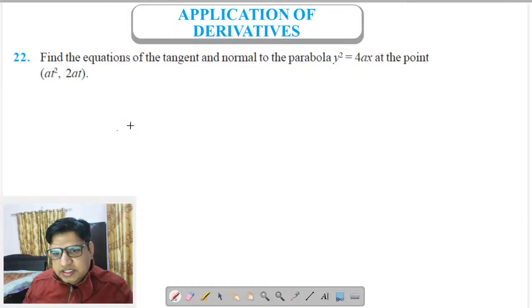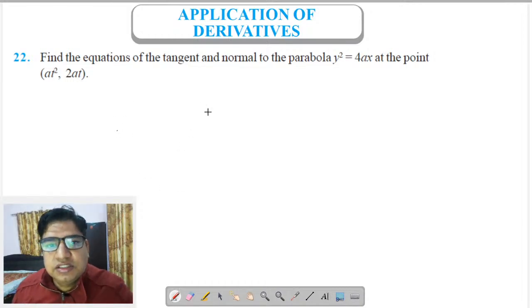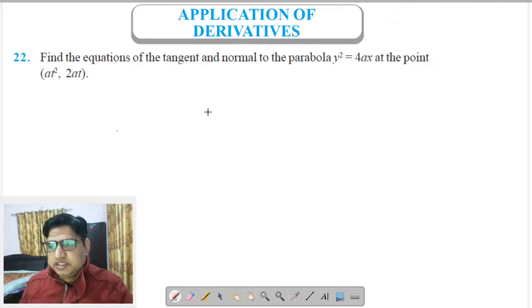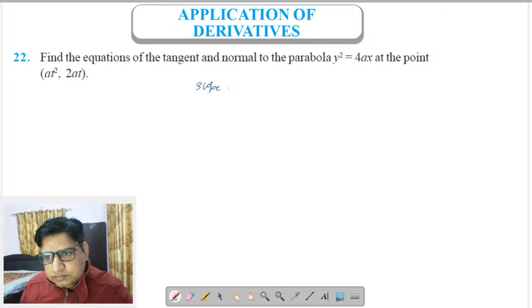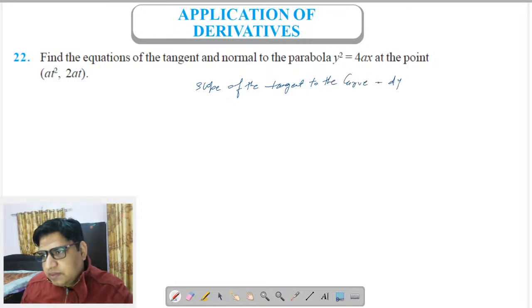Here in this case, what we need to do is first of all find the slope of the tangent line. Then we have a point given to us, and we'll simply put the given values into the equation of a line. So first of all, find out the slope of the tangent to the curve, that is dy by dx, or you can say f dash x.